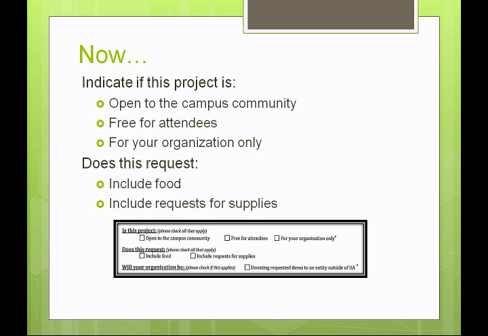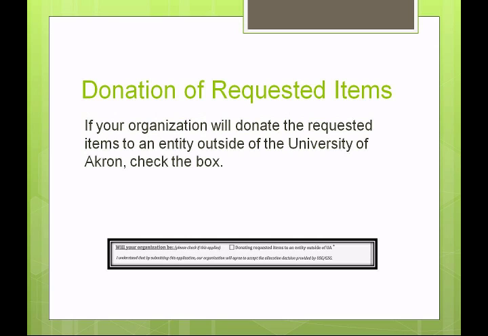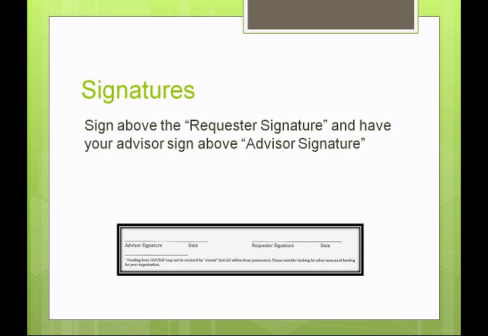Next, indicate if this project is open to the campus community, free for attendees, or for your organization only. Also, indicate if this request includes food, supplies, or both. If you are donating requested items to an entity outside of UA, check the box. After you have filled out the above information, have your campus advisor sign on the advisor signature line. You should also sign on the requester signature line.